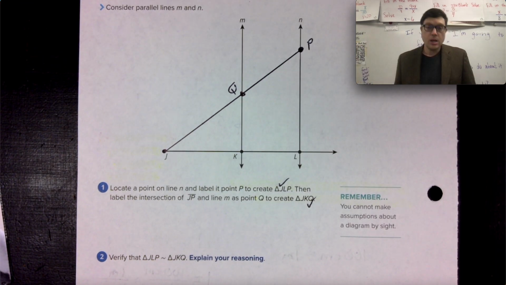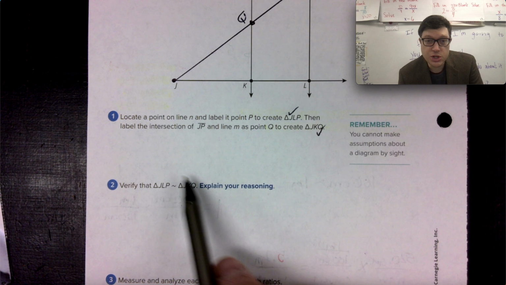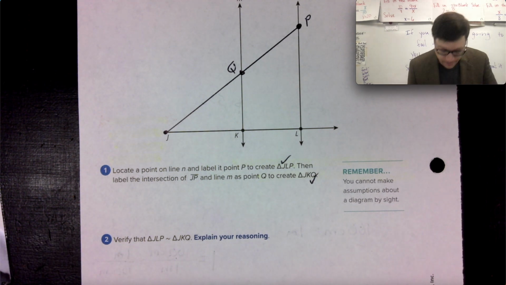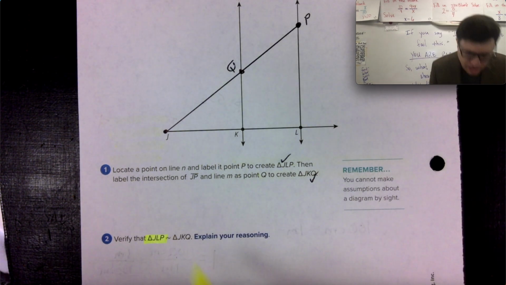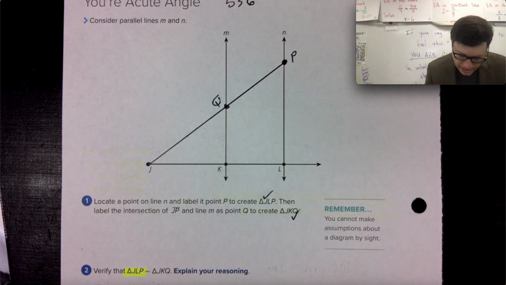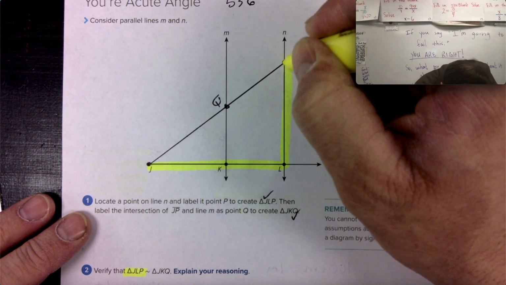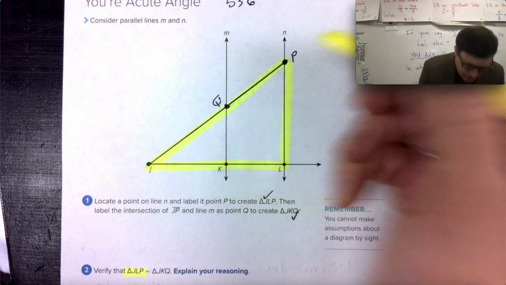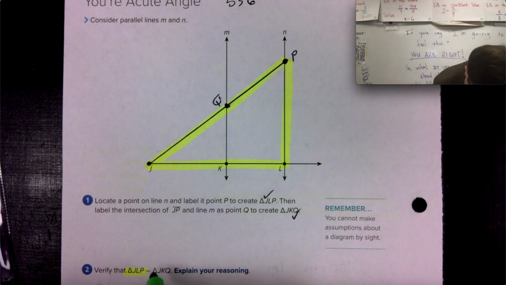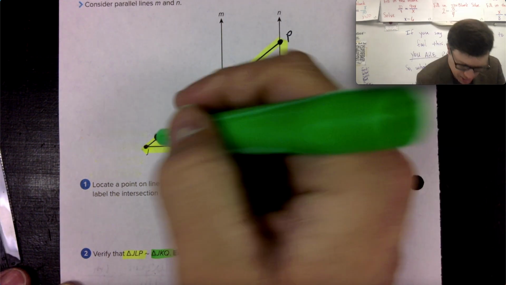Okay, done. We want to verify that triangle JLP and triangle JKQ are similar. So time for some color. I think I like highlighting the bigger shape in yellow because yellow can be highlighted over much better than the other way around. So I'm going to highlight JLP yellow, and then I'm going to highlight JKQ green. Now again, you can use your own colors, but I like this color combination where yellow is the big one.